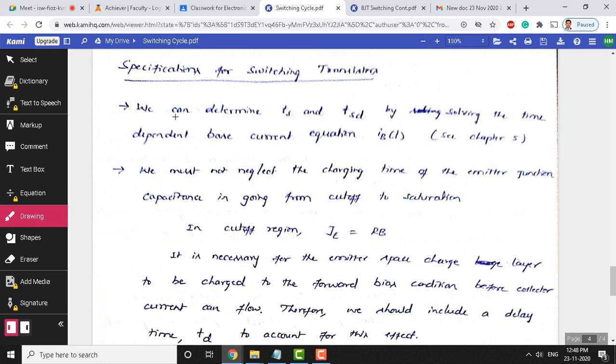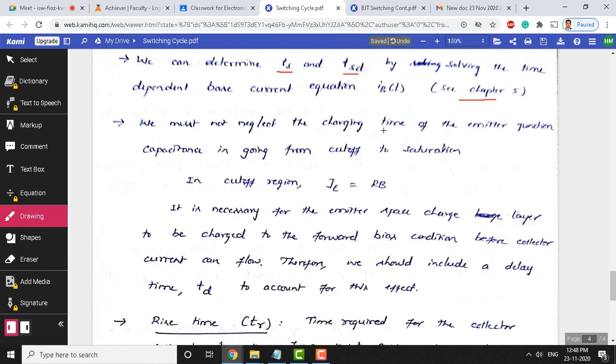So, we can determine TS and TSD. TS is nothing but the commencement of saturation, TSD is nothing but the storage delay time, by solving the time dependent base current equation. This is not under the scope of our syllabus. So, we can obtain the mathematical equation for TS and TSD. For that you need to refer to chapter 5, on timings related to the BJT.